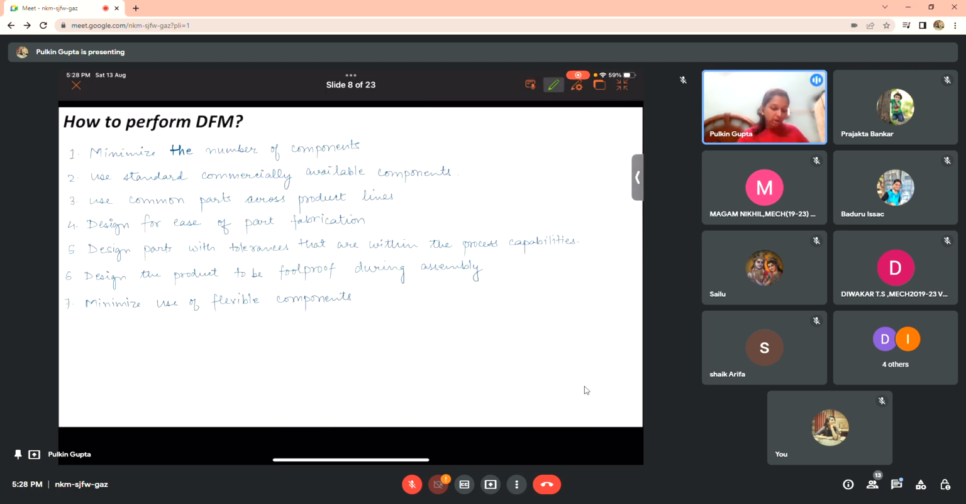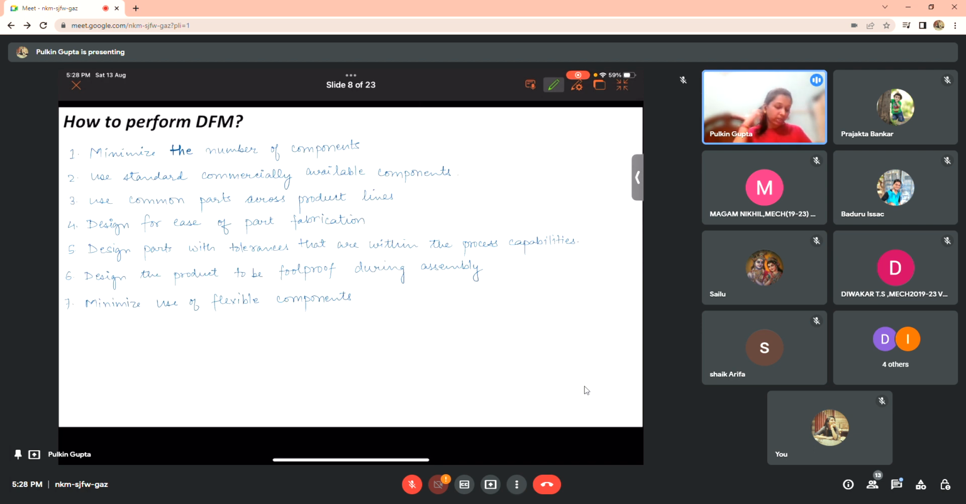Now, why do we need DFM, that is, design for manufacturing? Because it helps us to eliminate multiple revisions and designs. It minimizes the complexities and also reduces the production cost. Now, since we have seen what DFM is and why we need it, let us check how to perform this.